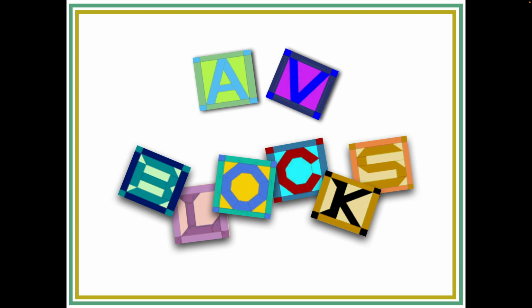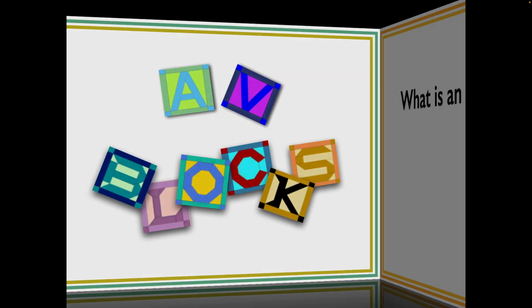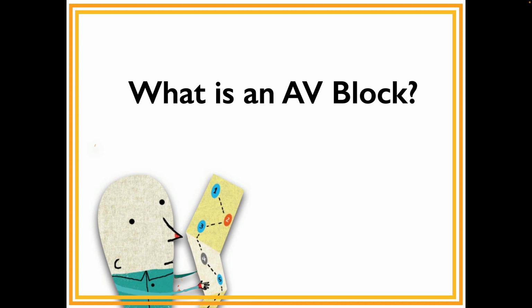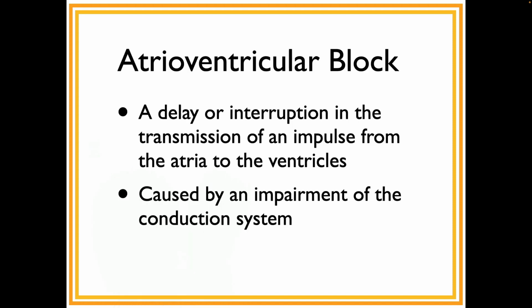Okay, so first of all, what is an AV block? Of course, it stands for atrioventricular block, and it has to do with a delay or even interruption of the transmission of an impulse from the atria to the ventricles, and I'm surprised I didn't put it here, within the AV node.